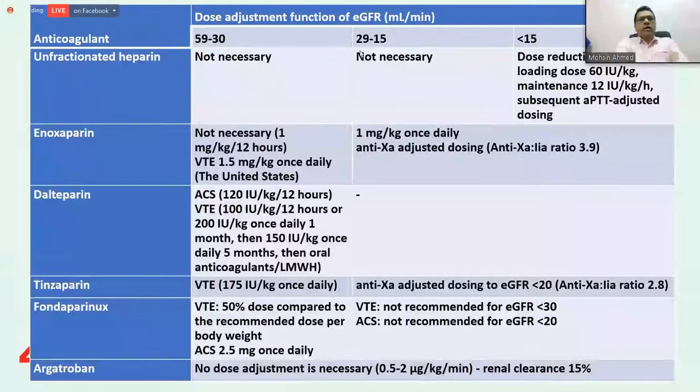So here it shows unfractionated heparin, you can reduce the dose if creatinine clearance is less than 15. Enoxaparin, you can use 1 mg per kg body weight in a single dose, and dalteparin, and also argatroban, and bivalirudin can be used if renal clearance is less than 15.